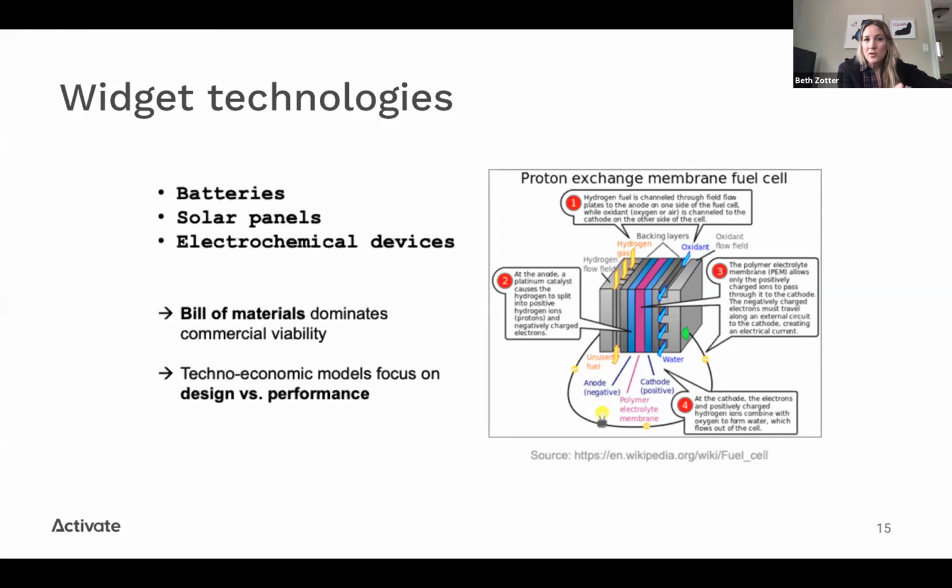To estimate the value of the widget technologies, you want a design versus performance model, which, for example, for batteries is a model that connects the performance parameters of the battery to the quantity and characteristics of the materials it's being made out of.